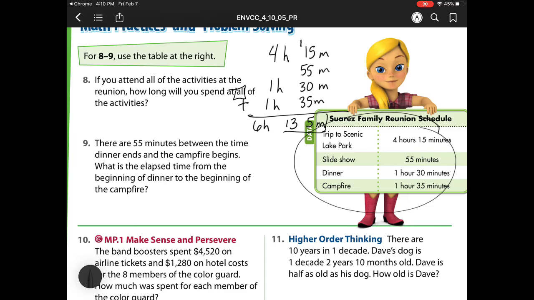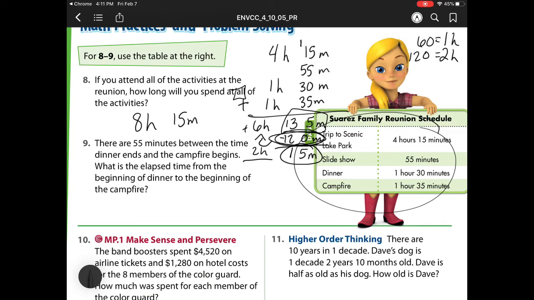But notice here I can regroup these into hours. So 60 minutes equals 1 hour. 60 plus 60 is 120, which would be 2 hours. So I can take away 120 minutes and trade that for 2 hours. So 5 minus 0 is 5. 3 minus 2 is 1. So I'll have 15 minutes. And remember, I just traded my 120 minutes for 2 hours. So I need to add 6 plus 2, which is 8. So total, I'd be there for 8 hours, 15 minutes.